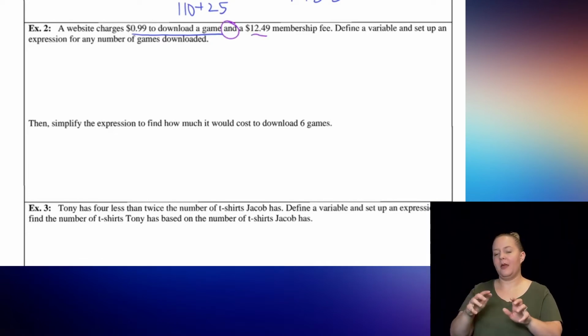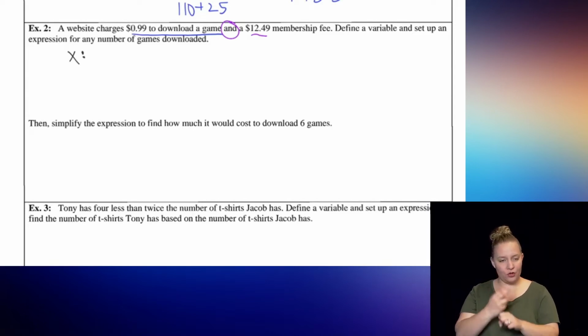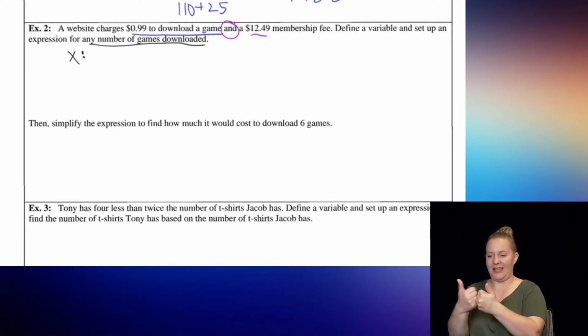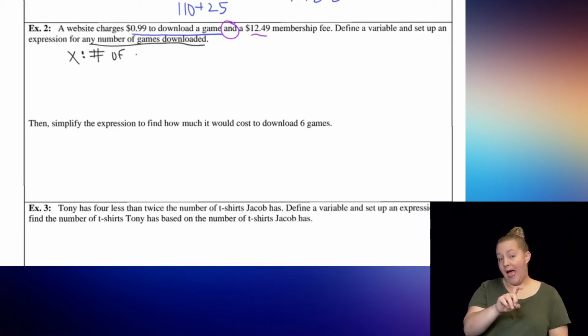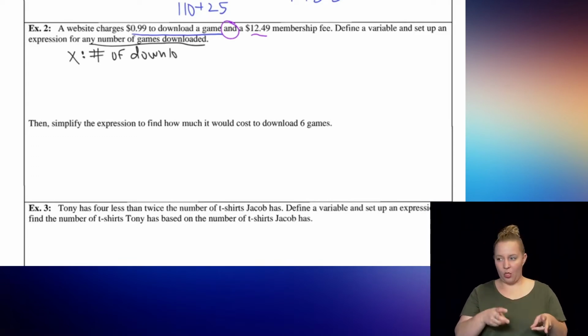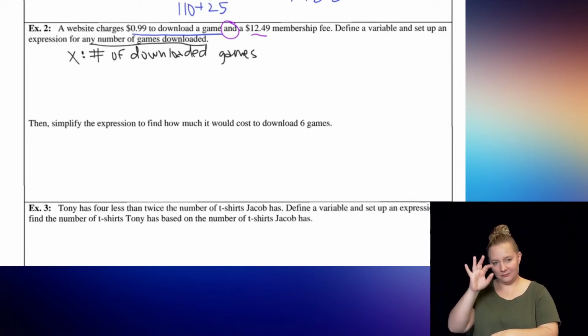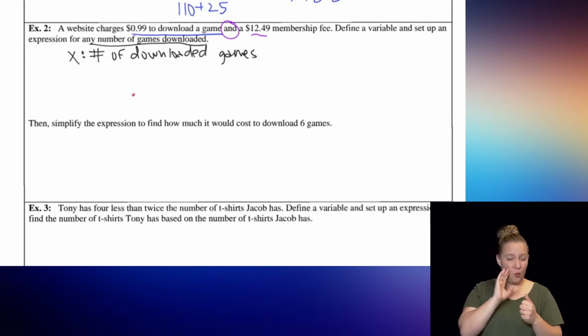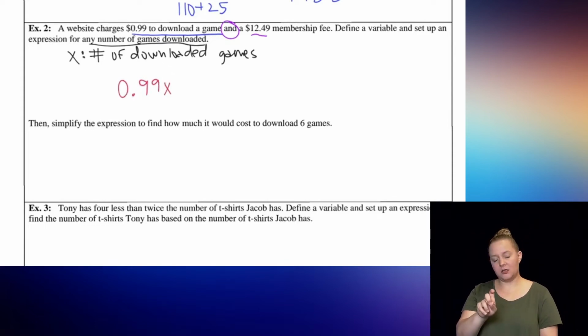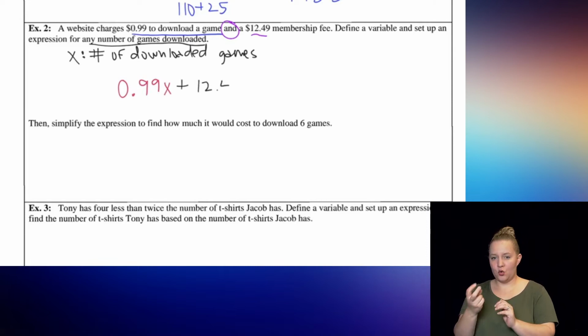So again, we are needing to define a variable. So again, I'm going to use x. So x, what I don't know, set up an expression for any number of games downloaded. That's what I don't know. So x is the number of downloaded games, or just number of games is fine. And then with that, I know, like I mentioned earlier, you're taking the number of games times that 99 cents. Because if we get 12 games, we're going to take 99 cents times 12. So 0.99. You could also put a 0 there if you'd like. x. And then plus the $12.49 membership fee that you just pay 1 time.